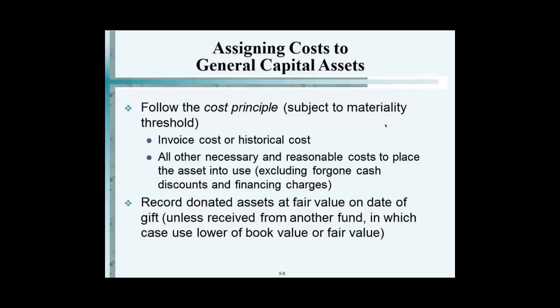So you've got a collection, you've got a painting or some artwork. Well, somebody donated that to you. You value that at fair market value, not at historical cost. So if you purchase it, it's at historical cost. If it's donated, it's at fair market value.